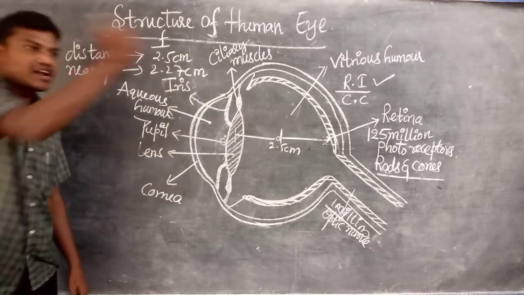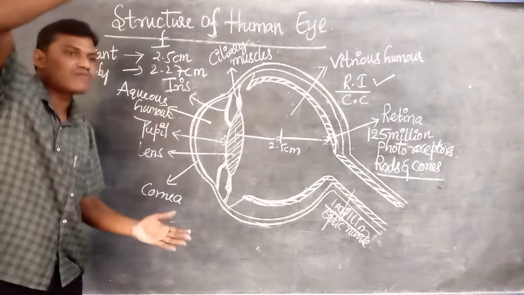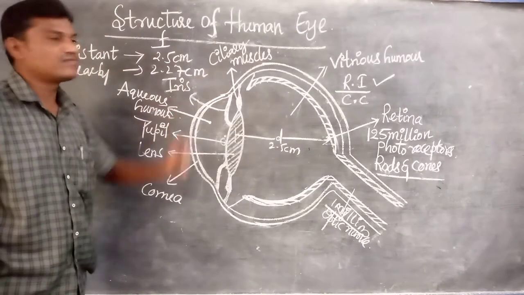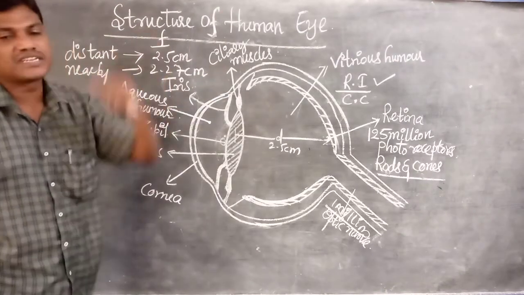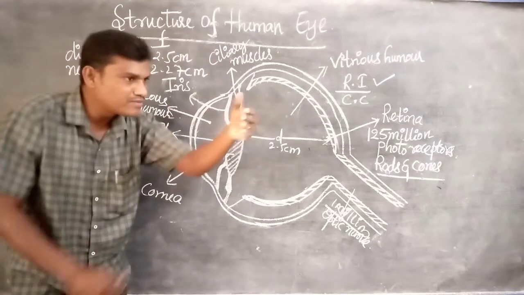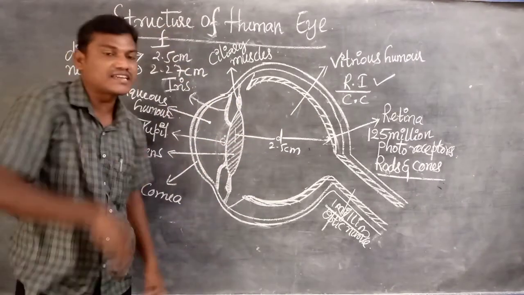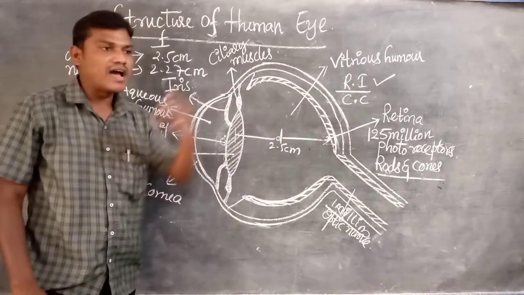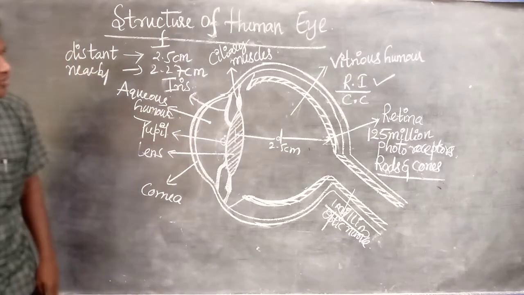That's why when you look at a distant object, the focal length of the eye lens is increased with the help of the ciliary muscles, and you can see the object clearly. If you look at a near object, the focal length of the eye lens is decreased with the help of the ciliary muscles, and you see the near objects also clearly.